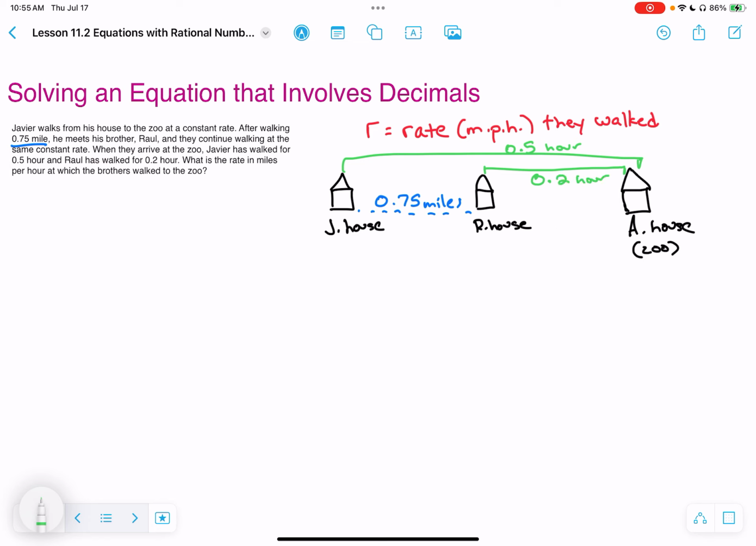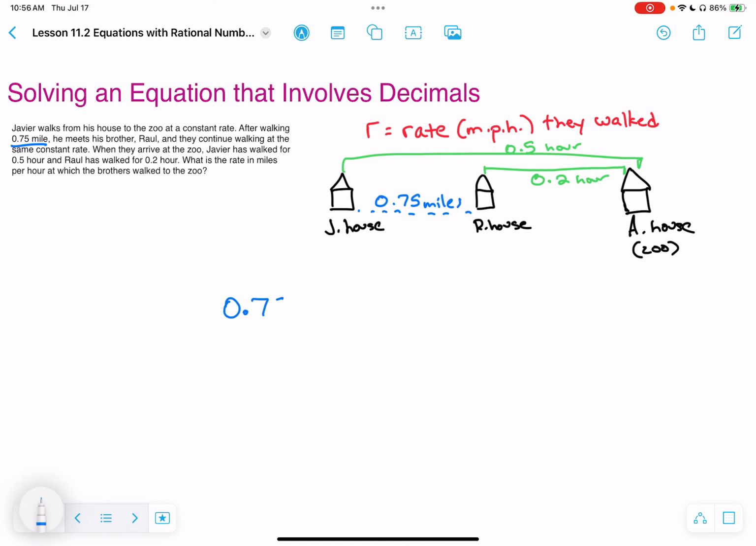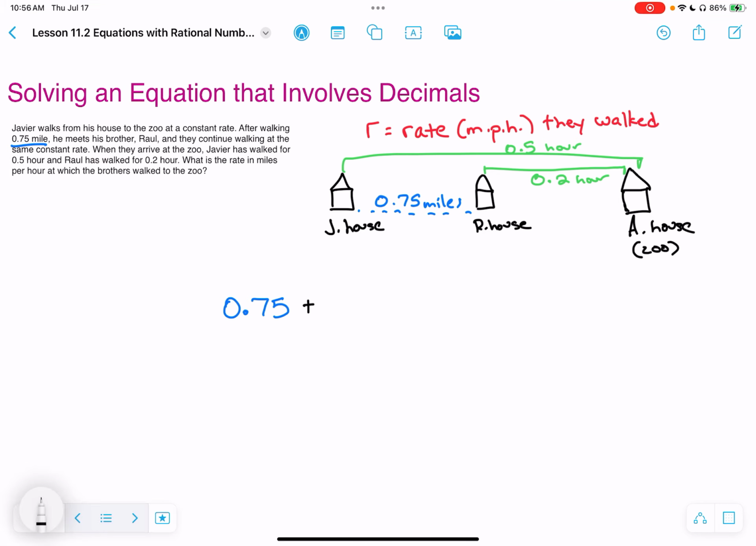So we need to come up with an equation for Javier, an equation for Raul, and then we're going to set them equal to each other because we know that they both ended up in the same spot at the zoo. The equation for Javier is going to include that he walked more than Raul did. How much more did he walk than Raul? Well, he walked 0.75 miles more than Raul. So he walked 0.75 miles and then he walked more.